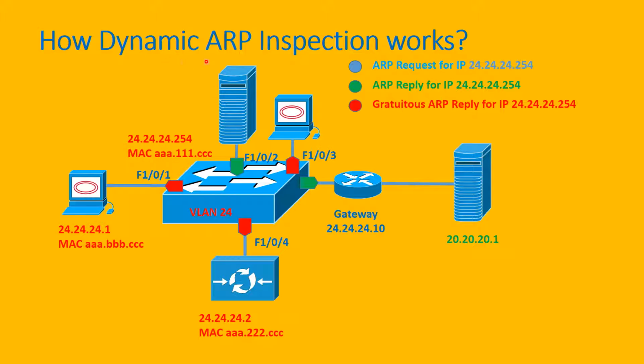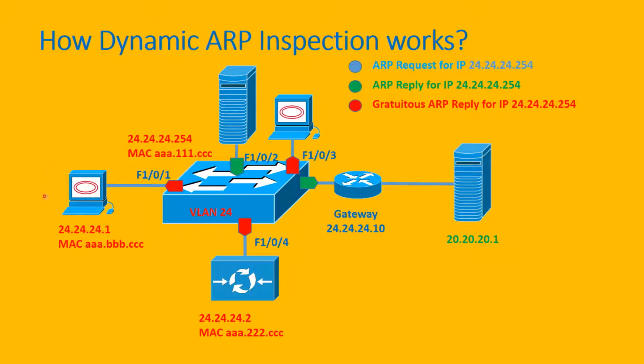How dynamic ARP inspection works, we will use the same example when we have this client computer trying to send packets to this server. However, in this case, we have the switch configured with dynamic ARP inspection. And we have this port and this port configured as trusted ports. All other ports are untrusted ports.